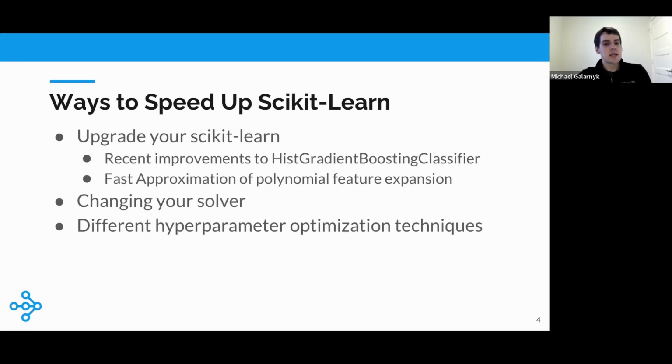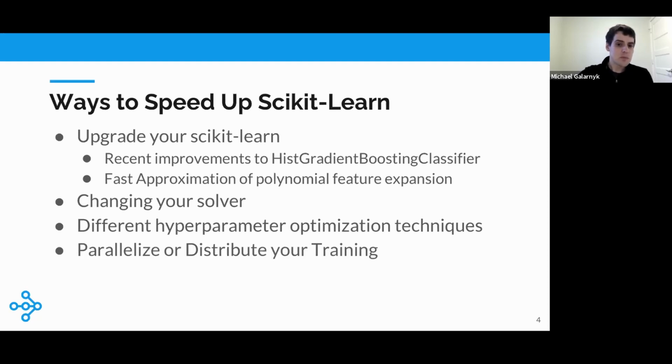Additionally, there's other things like choosing different hyperparameter optimization techniques. And finally, probably what you might be curious about is parallelizing or distributing your training. Scikit-Learn by default tends to run on one core. However, typically these days, most computers have more than one core. Additionally, sometimes working on a single node or a single computer may not be enough, so you can distribute your training.